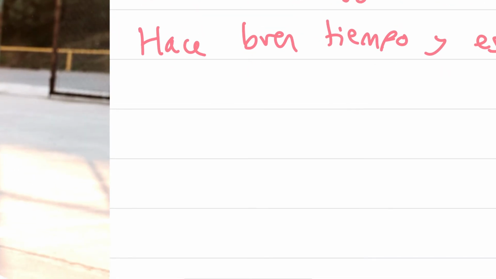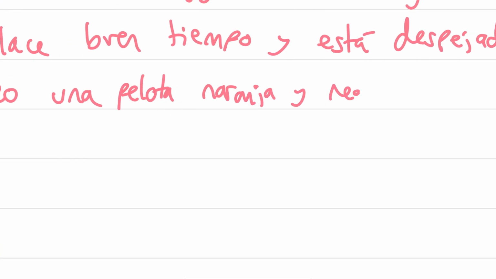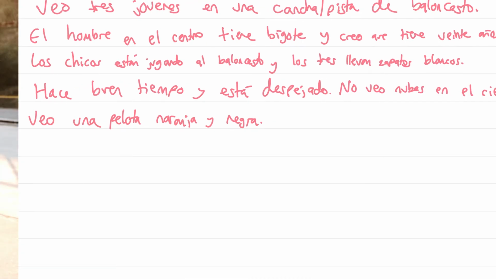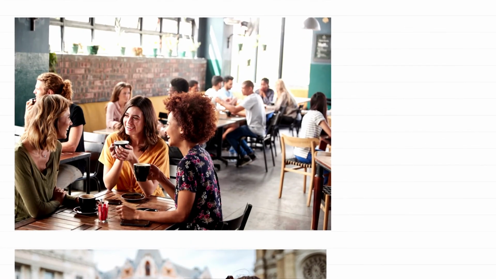I could, for example, mention the basketball, so I could say veo una pelota naranja. I see a ball. Una pelota is like a ball that you use in games. Naranja y negro. That should be negra, shouldn't it? Because pelota is feminine. Good. So this picture might be slightly harder to describe, but again, I'm going to leave it there. I think that's enough. Next, we've got lots more people in the sort of canteen atmosphere, I would say.